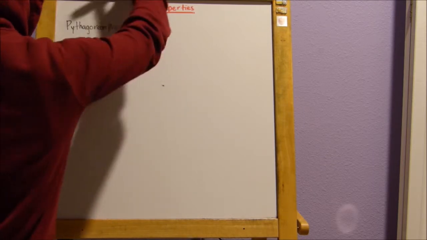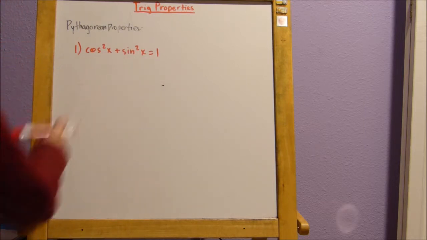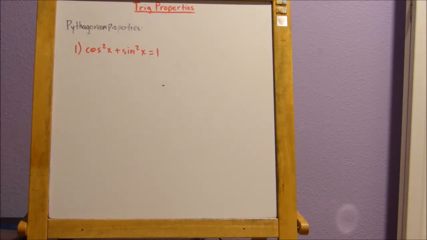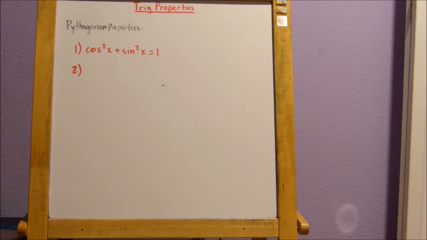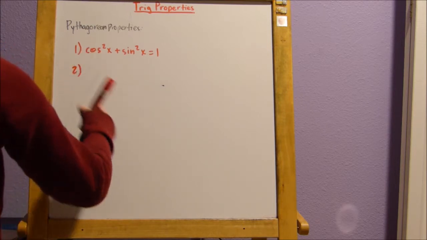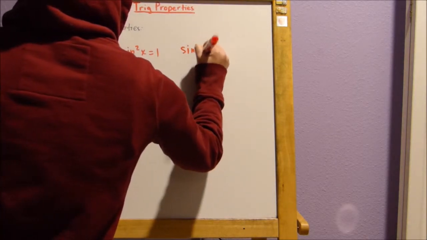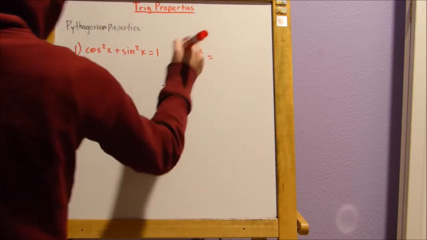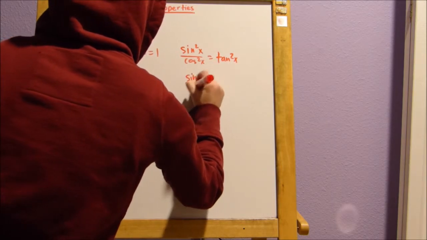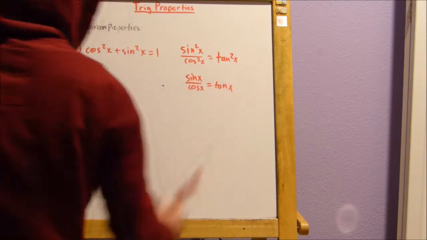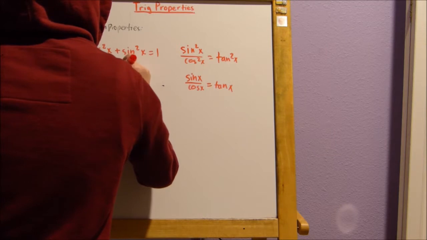To get the other 2 Pythagorean properties, we're going to divide everything either by cosine squared x or by sine squared x. Excuse me. So, let's divide everything by cosine squared x first. Cosine squared x divided by cosine squared x, that's 1. Sine squared x divided by cosine squared x, that looks like it should be tangent squared x. You'll notice that this looks very similar to sine of x over cosine x equals tangent of x. This is the same property, it's just squared. It still works that way. So this is going to be tangent squared x.